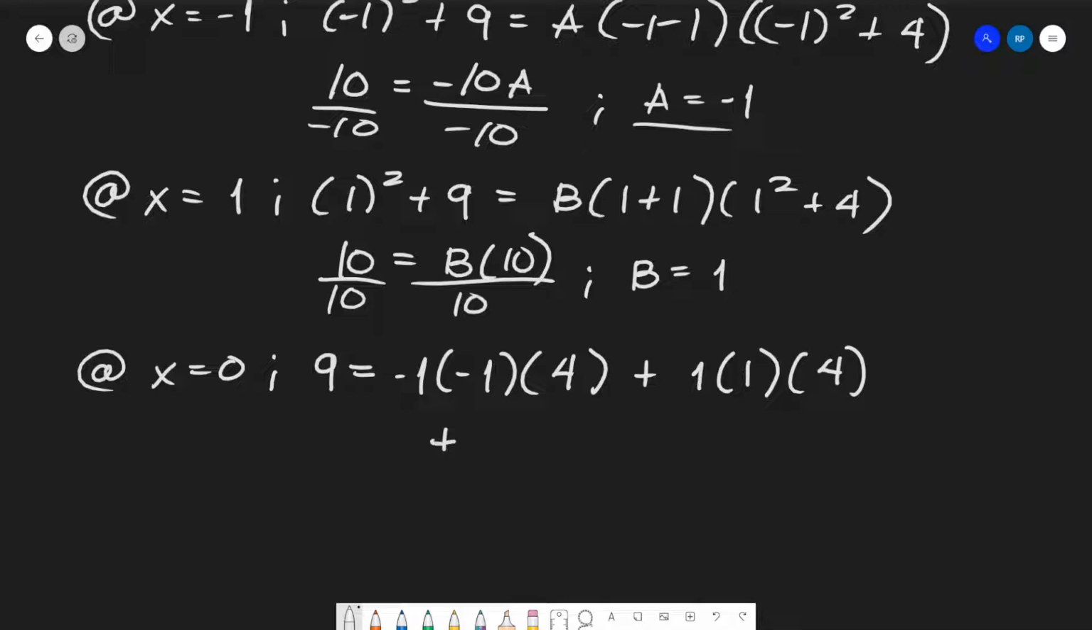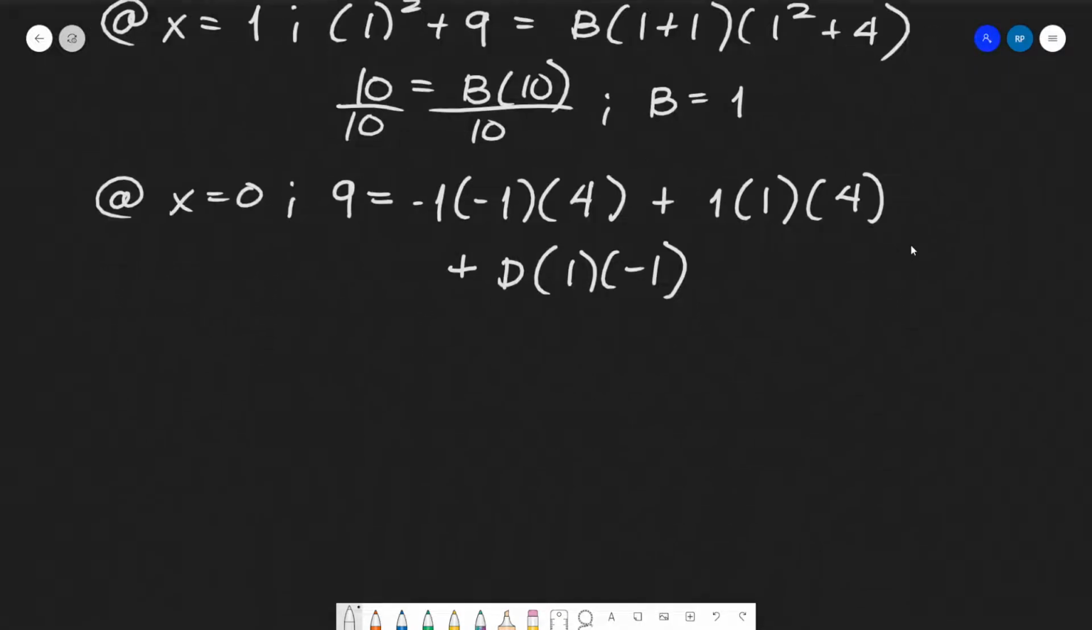Then plus, sabi nga natin, cancel si C. So si D na lang ilalagay ko. X plus 1, X minus 1. Ayan, so simplify na lang natin. So we have here 1, or rather 9, is equal to 4 plus 4 minus D.